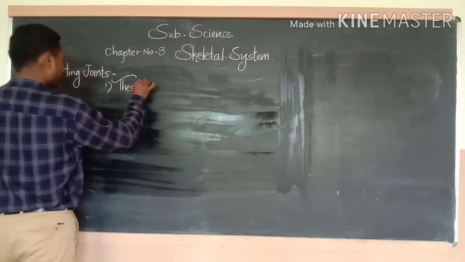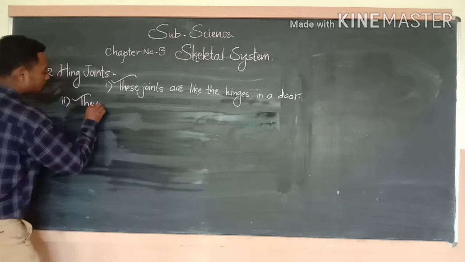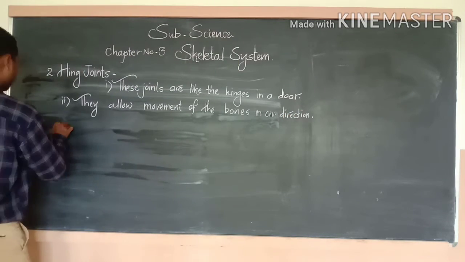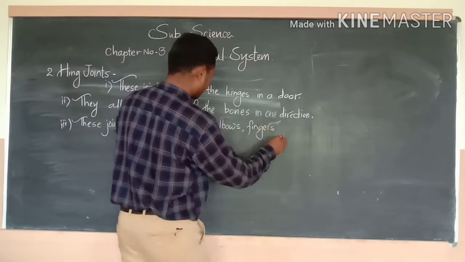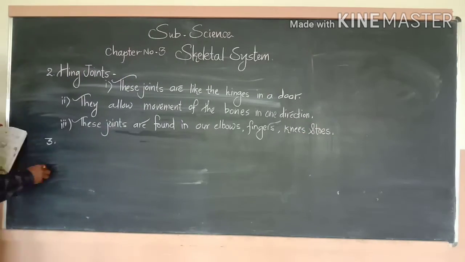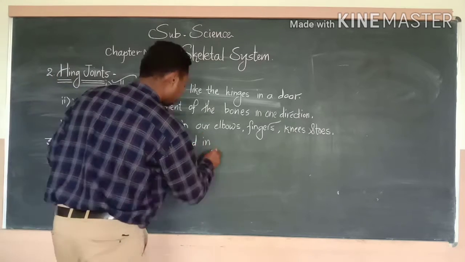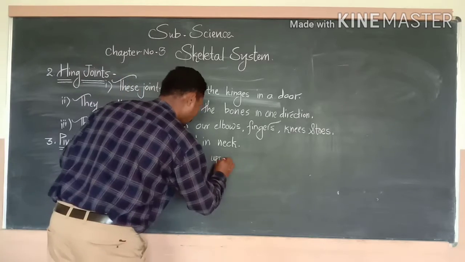Next point, hinge joints. These joints are like the hinges in a door. They allow movements of the bones in one direction, that is either upward or downward. These joints are found in elbows, fingers, knees and toes. So I would like to show you practically the hinges of a door.